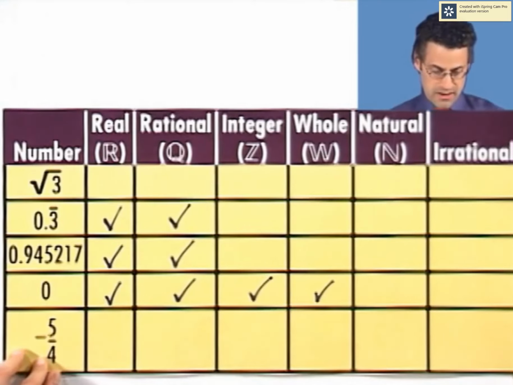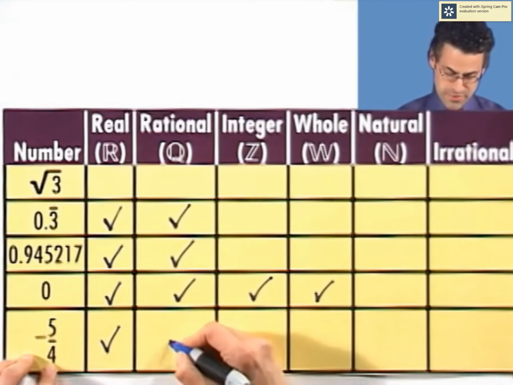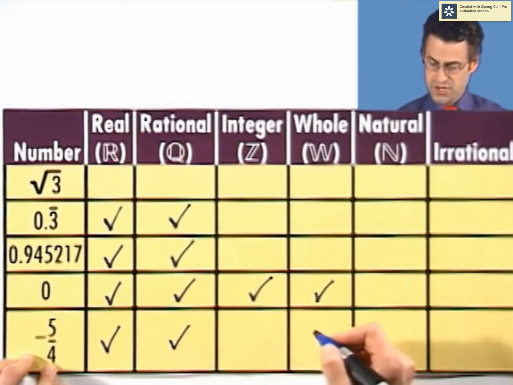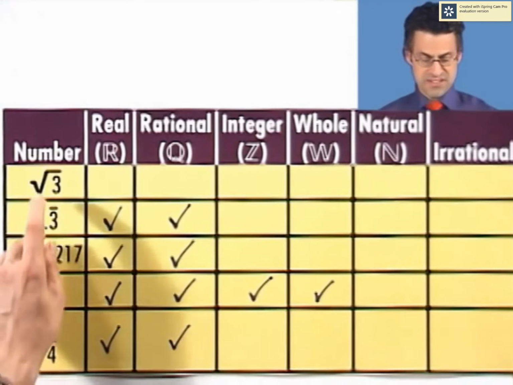-5/4, what do we have here? It's a real number. It's a rational because it's the quotient of two numbers. It's not an integer, not a whole number, not a natural number, not an irrational number. And that leaves us to the very last one.